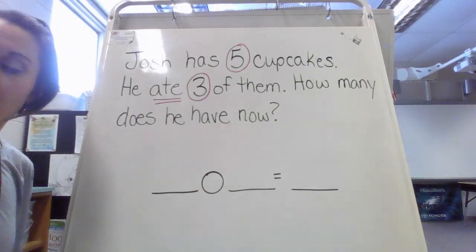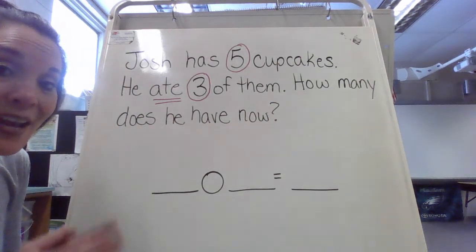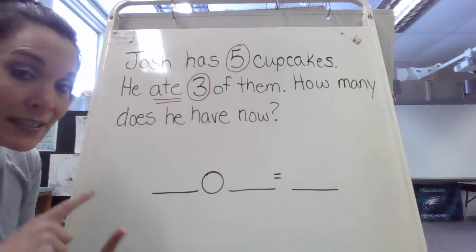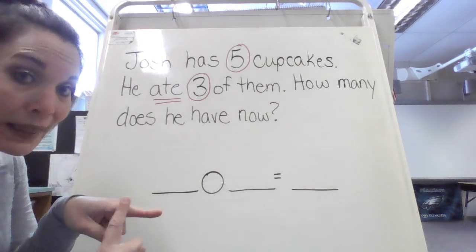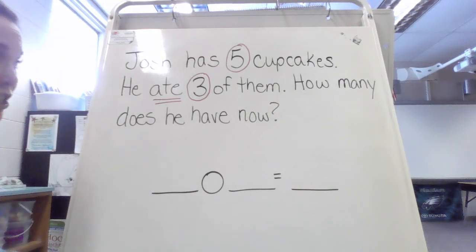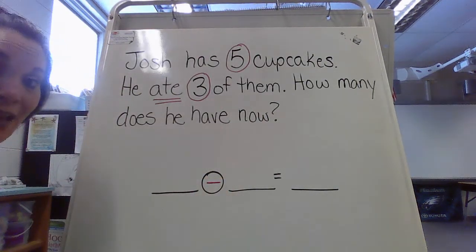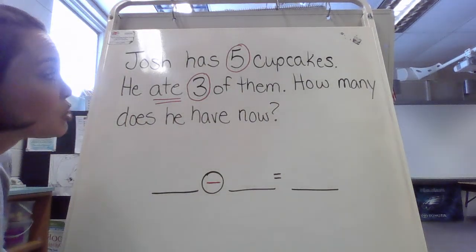So what we need to do now is make a number sentence. Now that we know that he ate those cupcakes, it's not going to be a plus sign. We got to get that minus sign in there. Watch how I make it. Like I said, it just looks like a line, just like that. That's a minus sign. That means things are going to go away. So let's take a look.